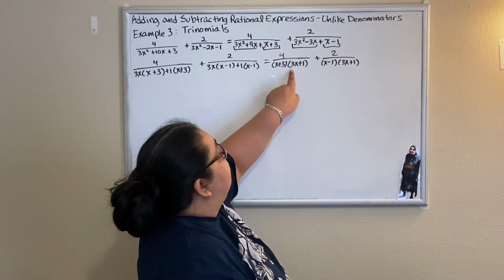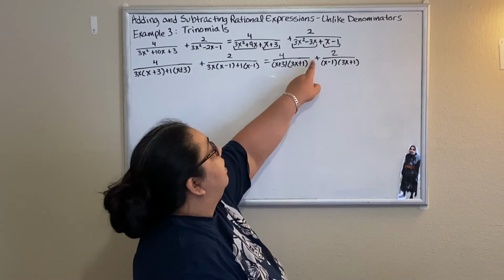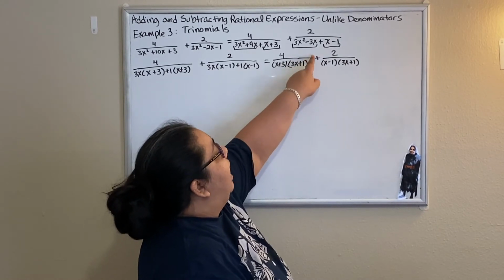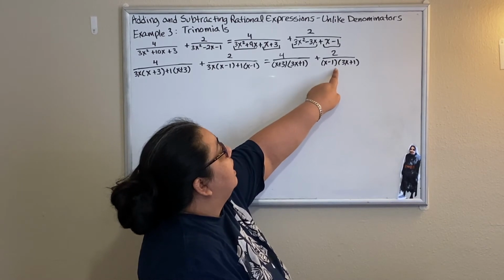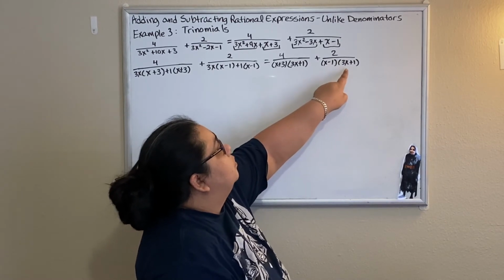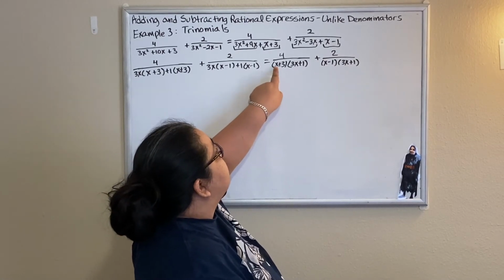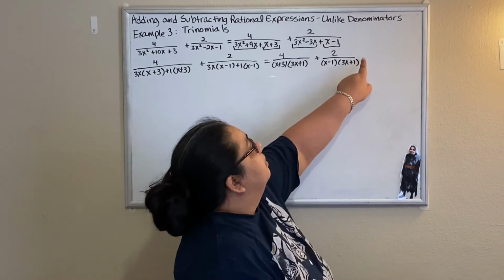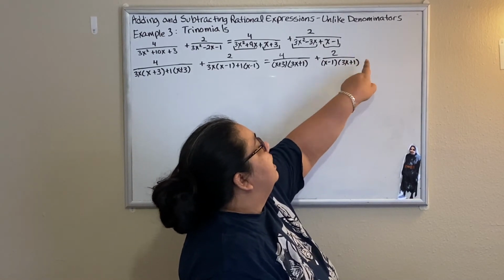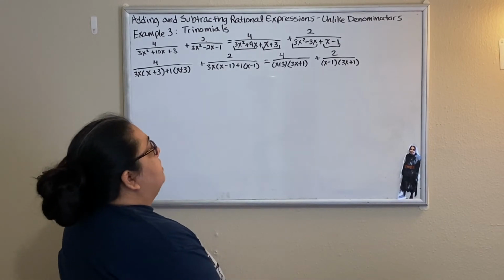So in the first fraction, in the first rational expression, we're going to multiply x minus 1 in the numerator and in the denominator. In the second rational expression, in the second term, we have x minus 1 and 3x plus 1 as our factors, and it looks like we're missing this x plus 3 as part of our common denominator. So we're going to multiply x plus 3 in the numerator and in the denominator in the second fraction. So let's go ahead and do that.